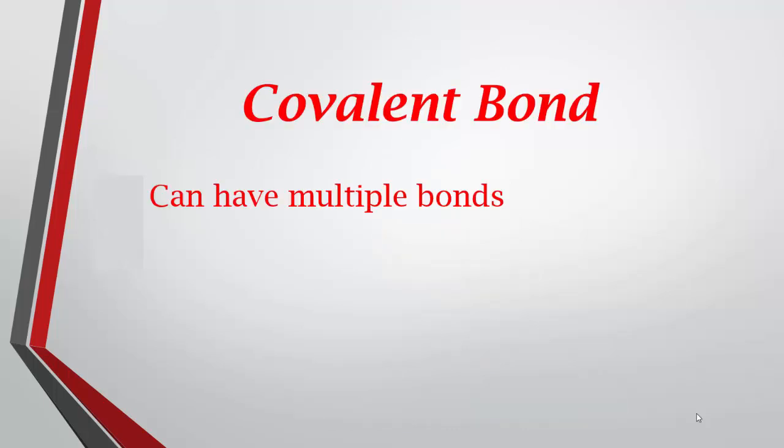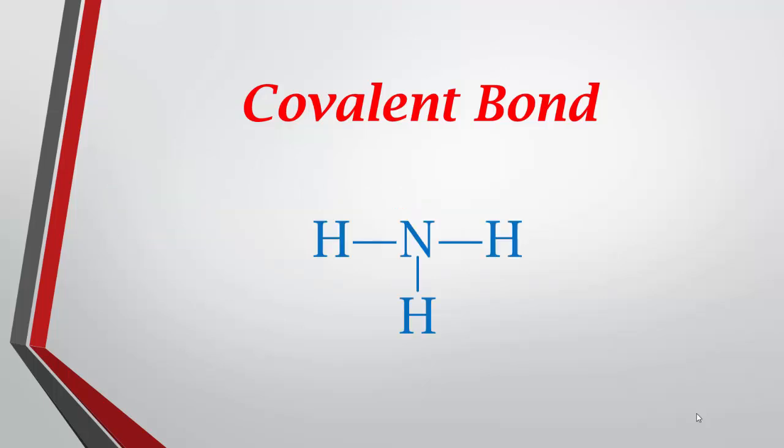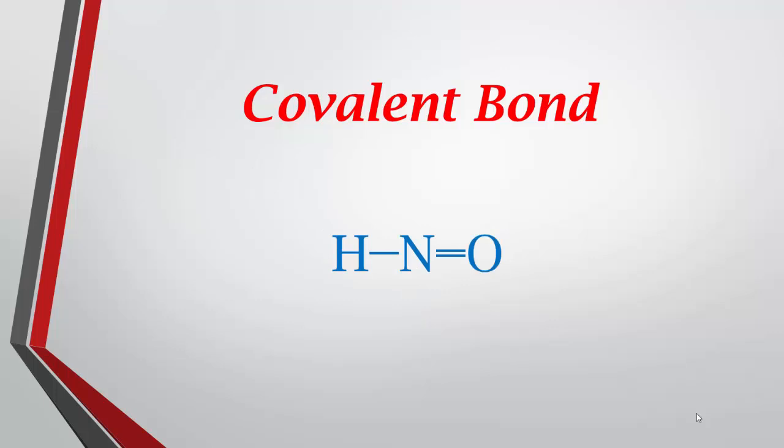So as we just demonstrated, covalent bonds can have multiple bonds, and they can be shared in combinations. For example, nitrogen can bond with 3 hydrogens, and this is actually ammonia, or nitrogen could double bond with an oxygen and a hydrogen, and there are multiple other combinations. Covalent bonding is much more versatile than ionic bonding, where ionic bonding has fixed ratios.